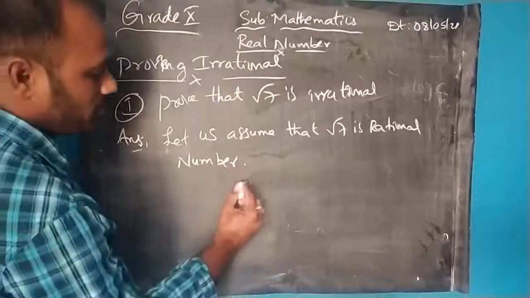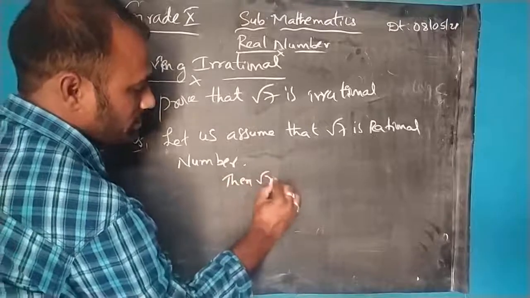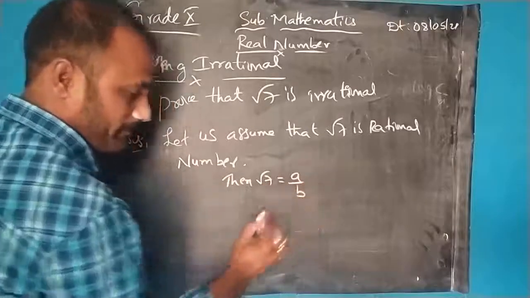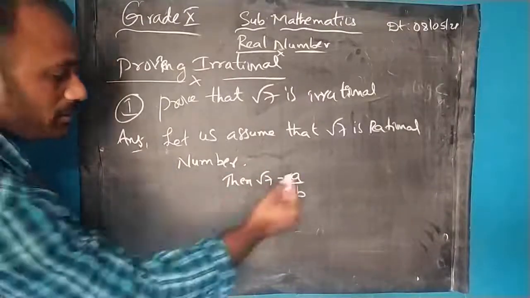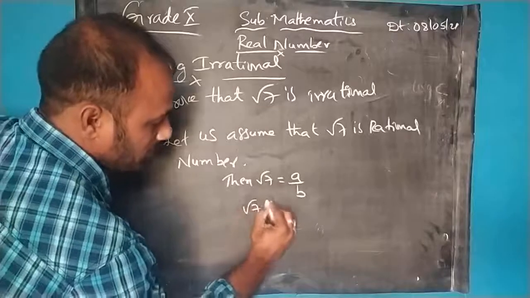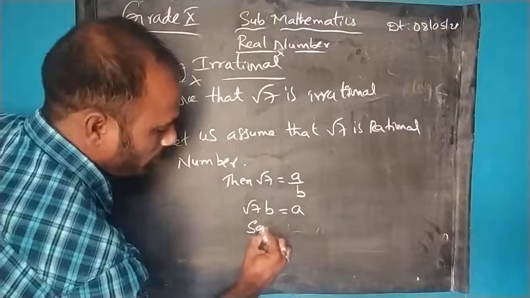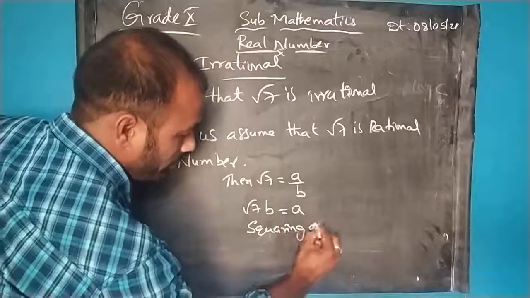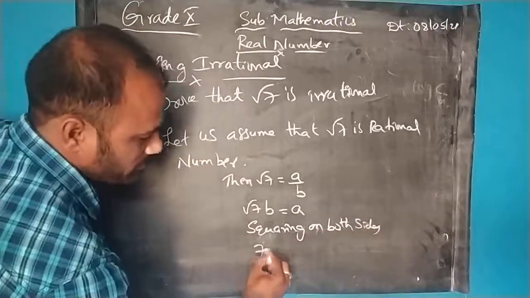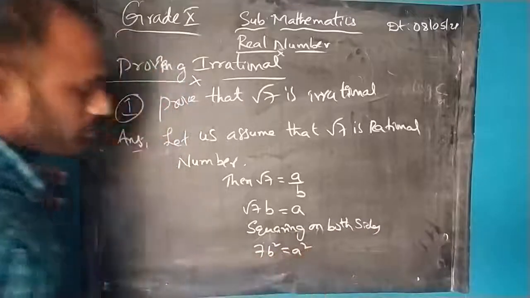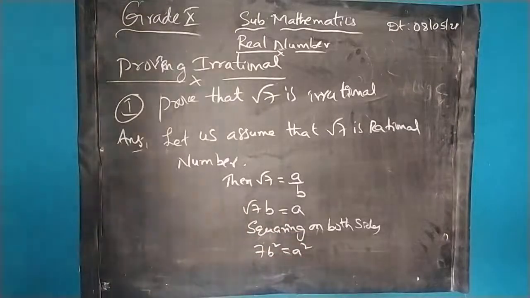If it is a rational number means, we know that it will be in the form of p by q, then root 7 will be equals to a by b. I can take p by q, I can take r by s, you can take it as a by b. So if I transpose it, it will become root 7 into b is equals to a. So after writing this step, we have to do squaring on both sides. Squaring on both sides. So it will become 7b square is equals to a square. So root 7 will be normal 7, b square is equals to a square.